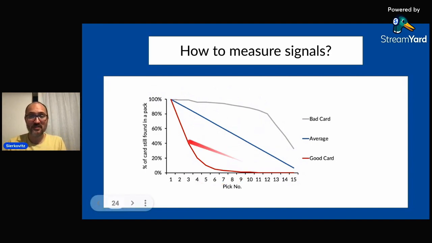And there's, of course, going to be those good cards that degrade very quickly. And already at pick 3 and maybe 4, you think, okay, this is a signal when I see it there, because it will only happen like 30, 20% of the time.